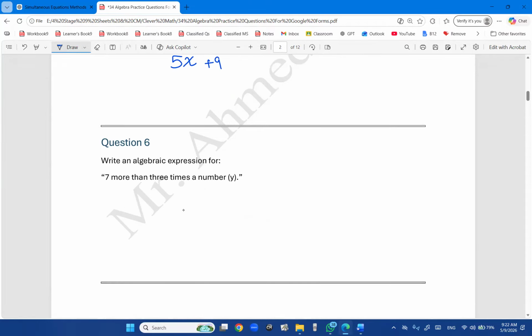Write an algebraic expression for 7 more than 3 times a number y. So it is 3 times the number y, so it is 3y. But 7 more than it, so it is 7 plus 3y, or 3y plus 7. It doesn't really make a difference. 3y plus 7.